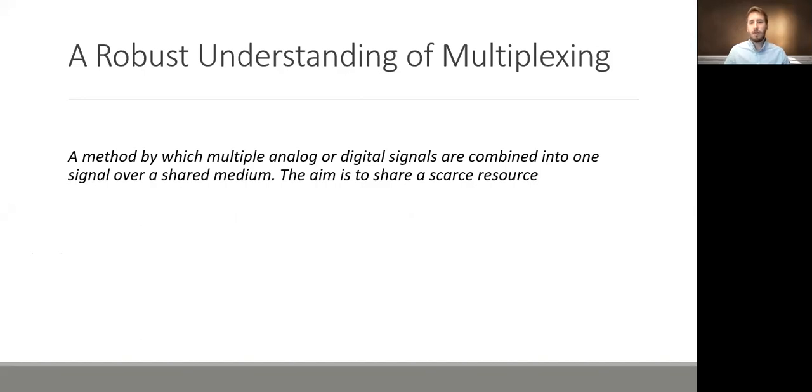Before we begin, I wanted to create an understanding of exactly what multiplexing is and why we use it. I really like this quote here: it is a method by which multiple analog or digital signals are combined into one signal over a shared medium. The main purpose, the aim, is to share a scarce resource. Before multiplexing, we didn't have many ways to combine signals. The great thing about multiplexing is that there are so many different ways to combine multiple data streams into one single line to share a scarce resource.